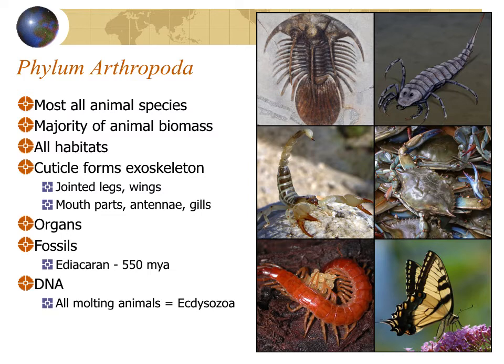Most of all animal species are arthropods. The majority of animals' biomass in any habitat is an arthropod, although they can be extremely small. Their cuticle is on the outside of their body and it forms a skeleton. It can form jointed legs, wings, mouth parts, antennae, and things like that. And they have respiratory organs and circulatory organs. They have brains, and their fossils go way back, even before the Cambrian. And so their DNA shows that they're closely related.